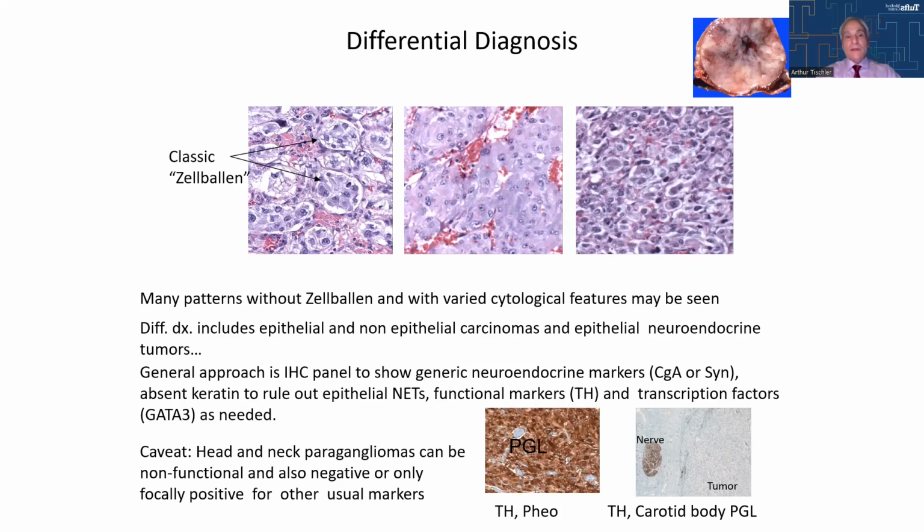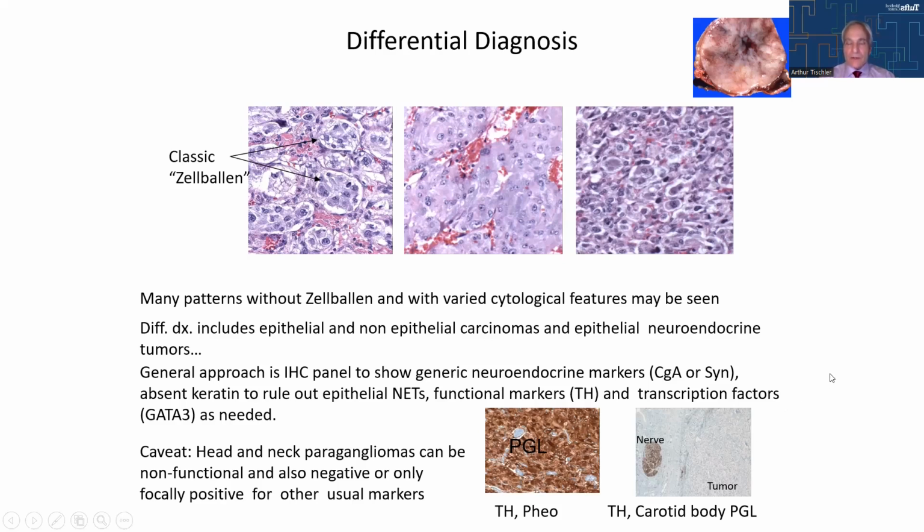Our general approach is an immunohistochemical panel to show neuroendocrine markers such as chromogranin A or synaptophysin, combined with the absence of keratins to rule out epithelial nets and the presence of functional markers and transcription factors such as GATA3 as needed. A caveat is that head and neck paragangliomas can be non-functional and also negative or only focally positive for other classic protein markers, as in this tumor, which is completely negative for tyrosine hydroxylase.